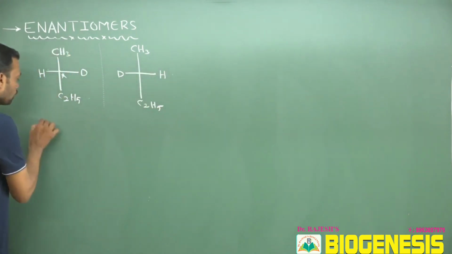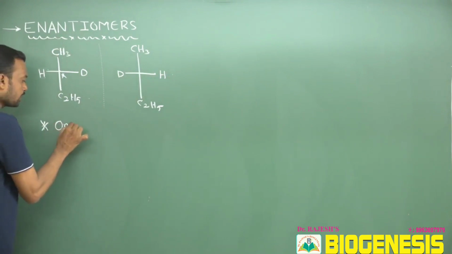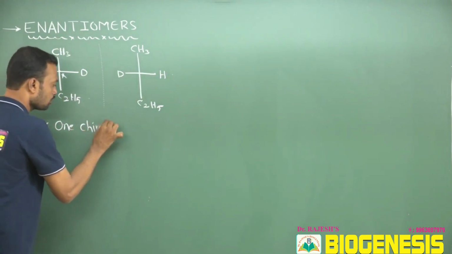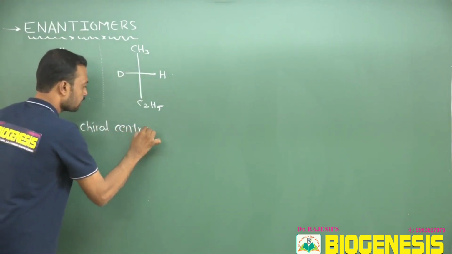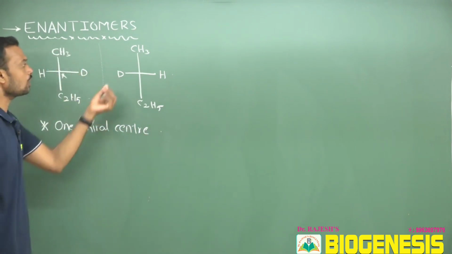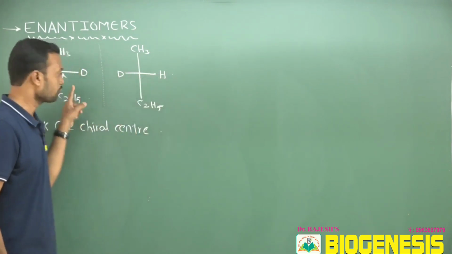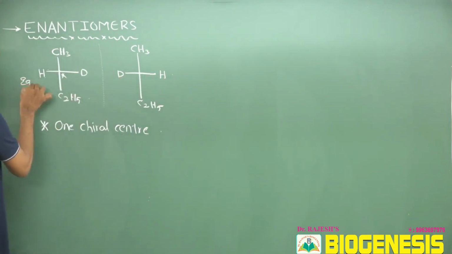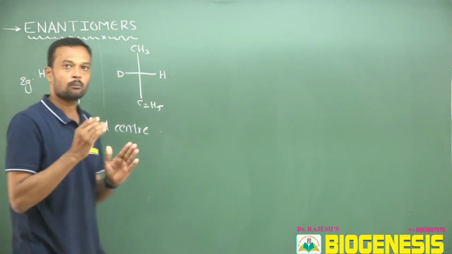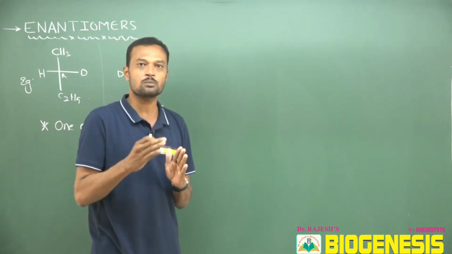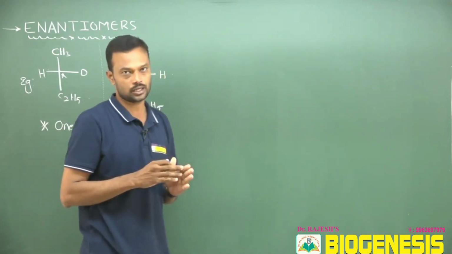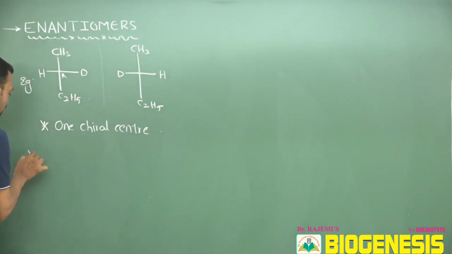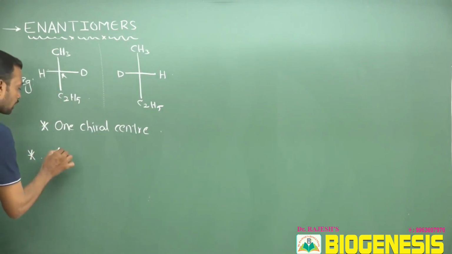If a molecule carries one chiral center, its image is always an enantiomer, definitely. And if a molecule carries multiple chiral centers, its images may or may not be enantiomeric in nature. I am taking one more example regarding the atoms.